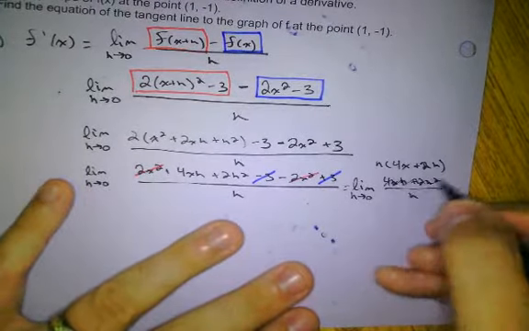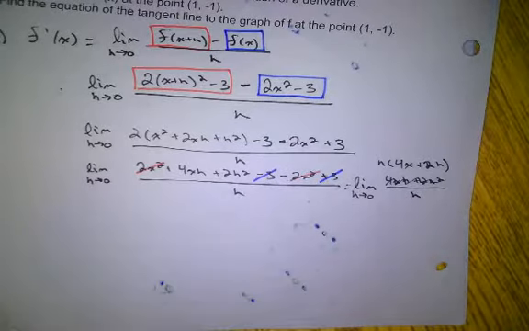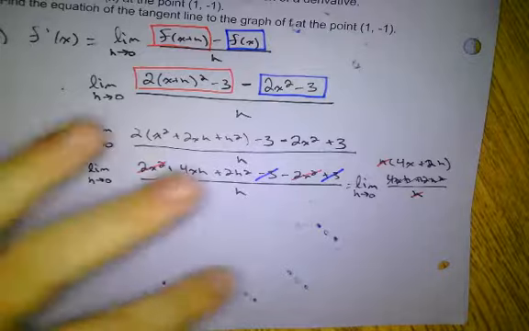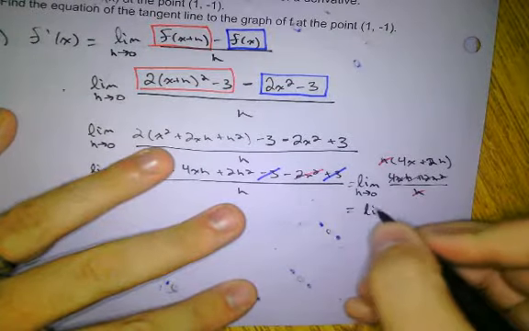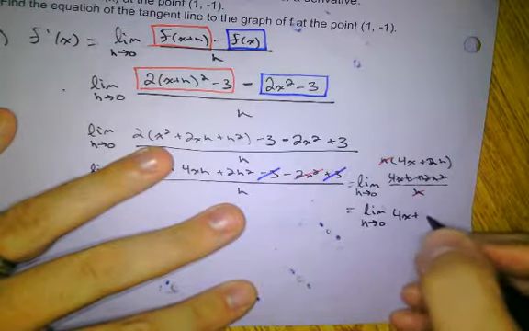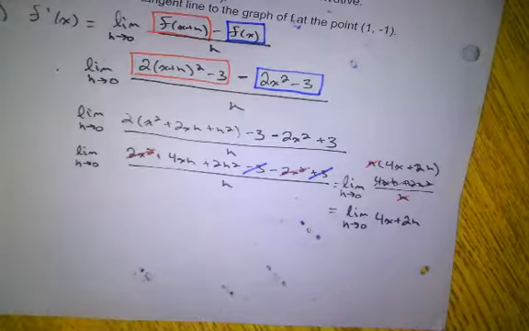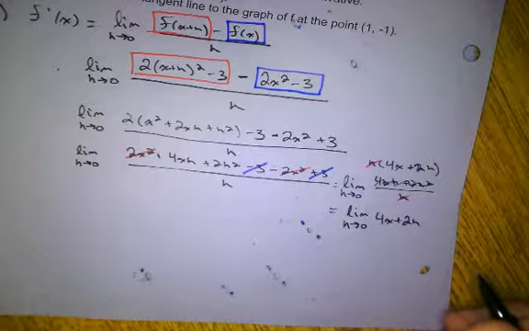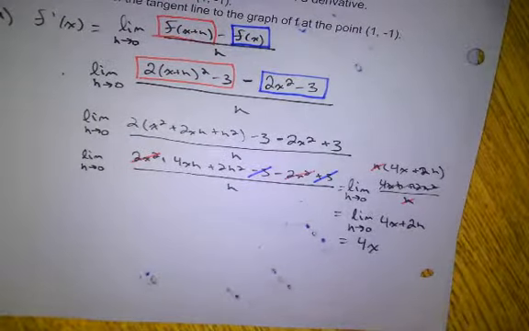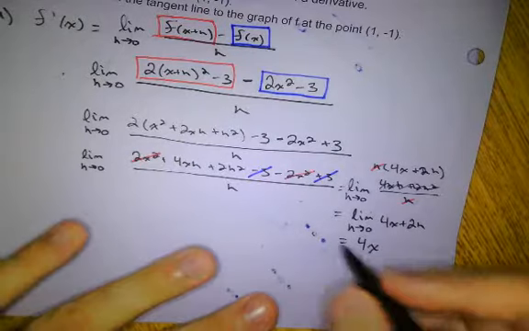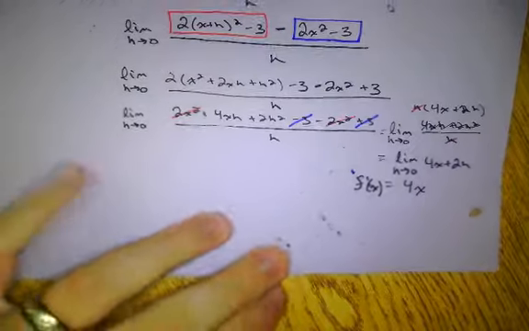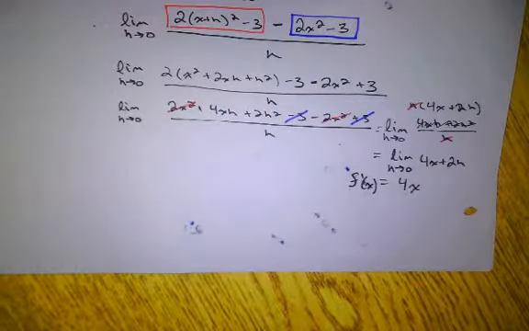And then what happens? These h's cancel out. And I'm left with 4x plus 2h. So when I plug in a 0, what do I get? I get 4x. So this is, right here, that's f prime is 4x.